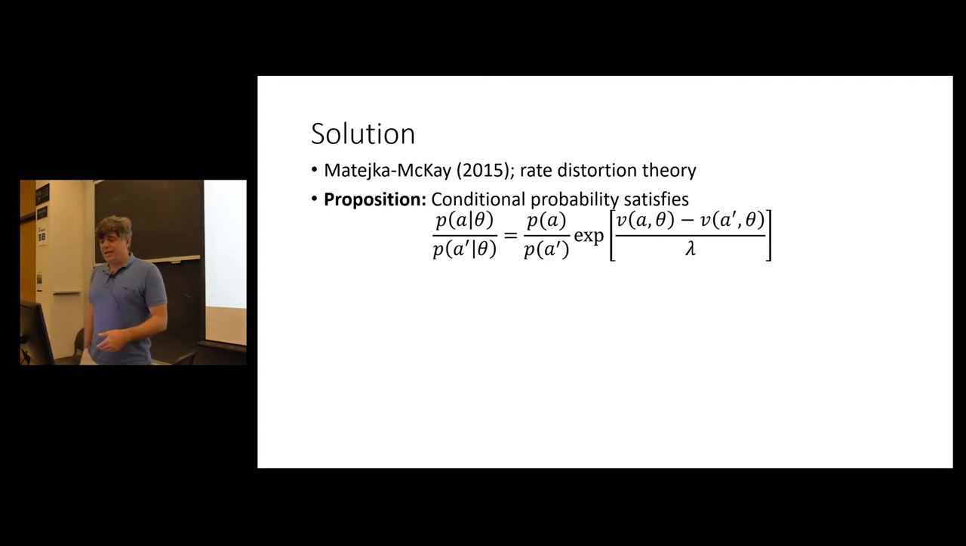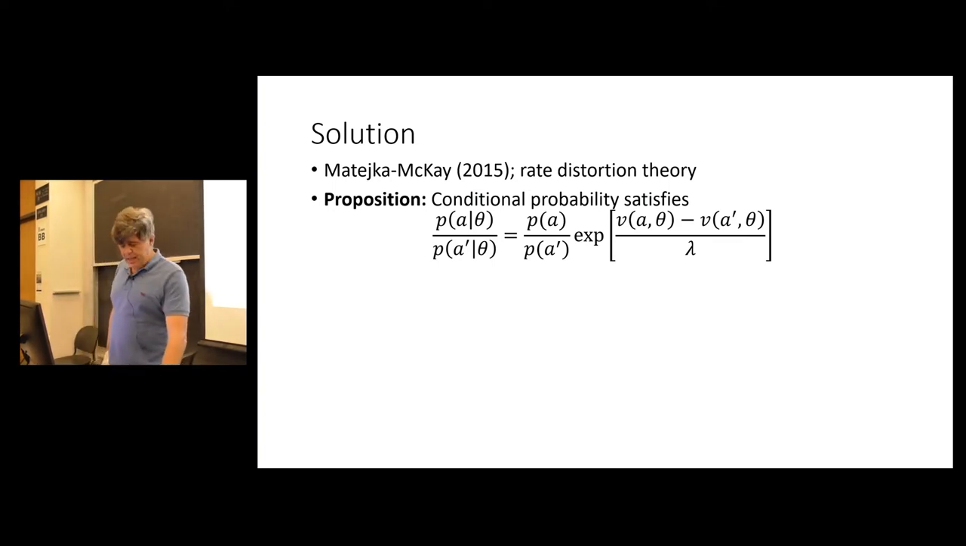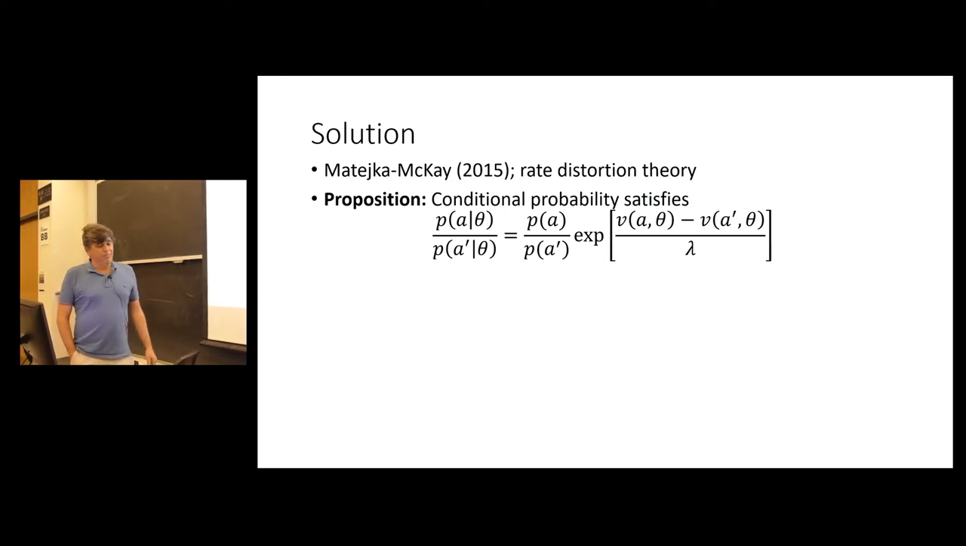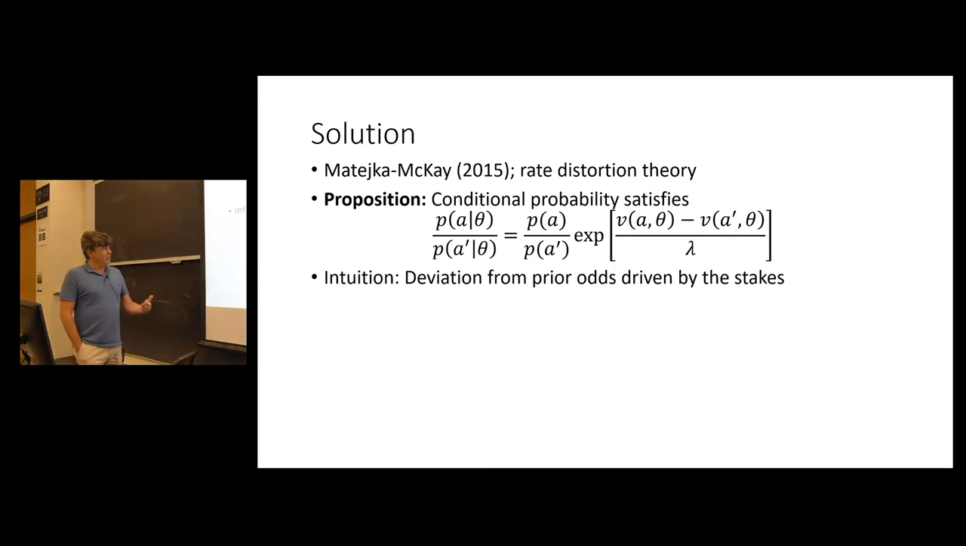So the solution can be expressed in terms of the odds, or the ratio of probabilities of choosing two different actions conditional on the state. On the left-hand side, you have conditional on the state. On the right-hand side, you have unconditional, just marginal odds, multiplied by the exponent of the difference in the payoffs. So the idea is actually very simple. You deviate from the prior odds, you are sensitive to the state, based on how high the stakes are.